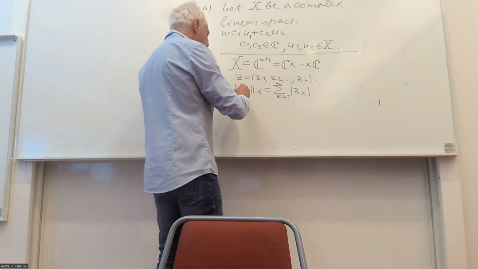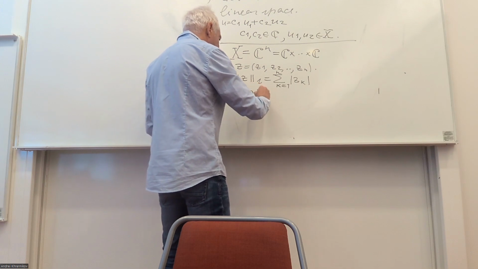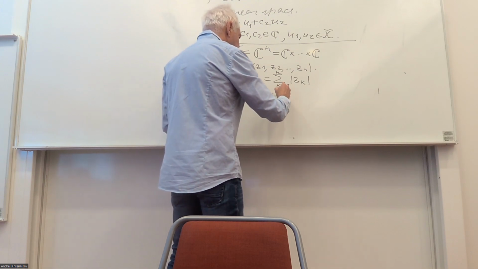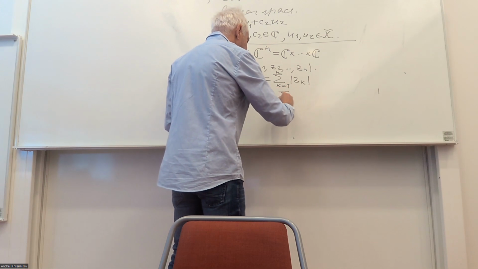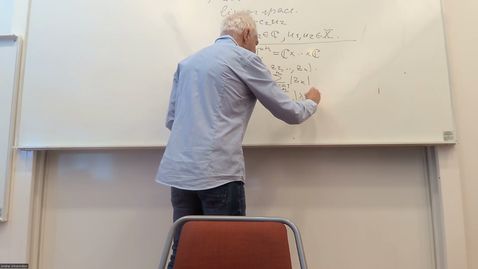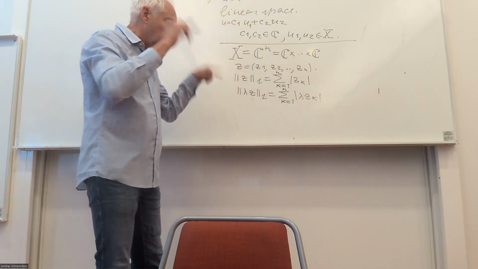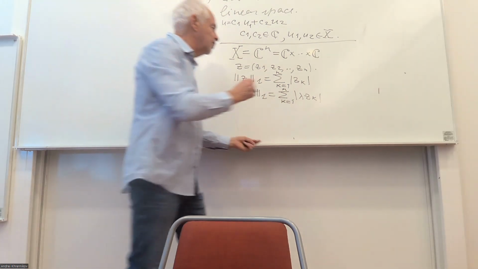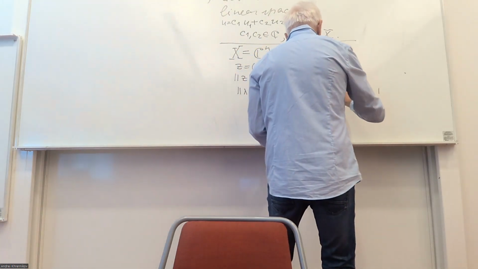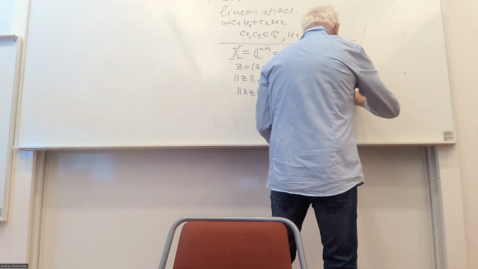Now, in this example, let us multiply z by lambda, and lambda is also complex. So it would be the sum over k from 1 to n of |lambda z_k|. Now lambda is a complex scalar, and the complex absolute value of a product is the product, so here is the complex absolute value of lambda, and this sum is again the norm.